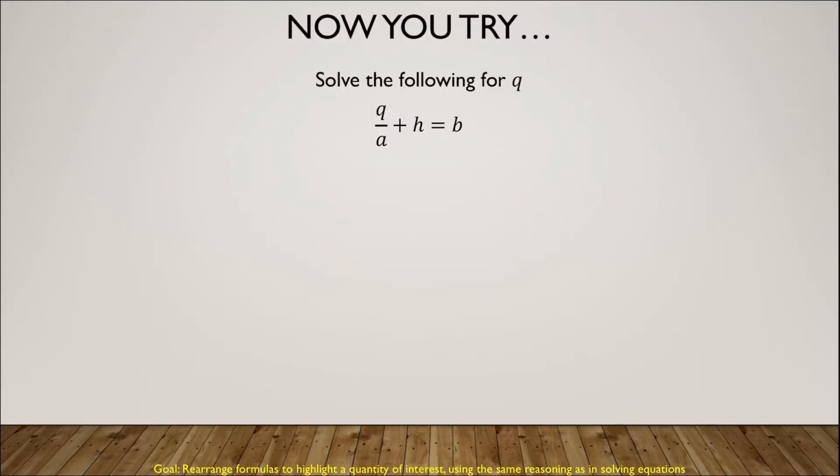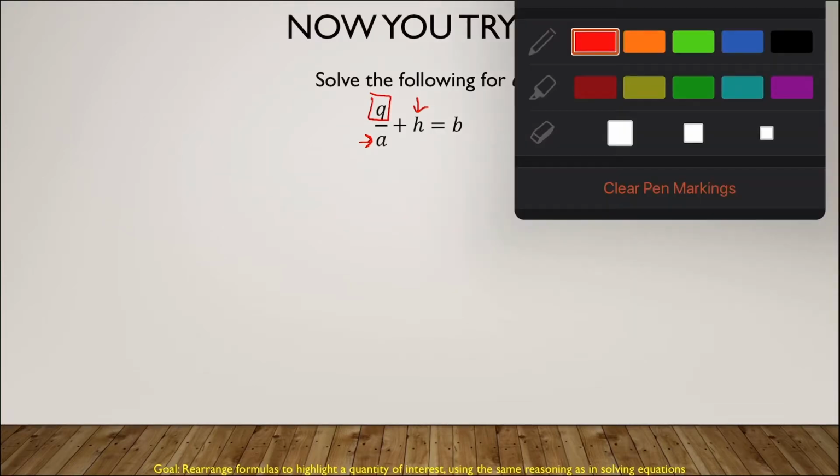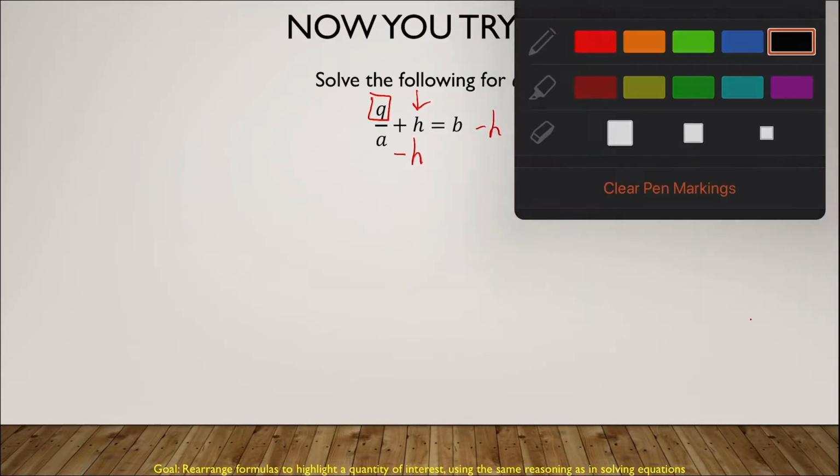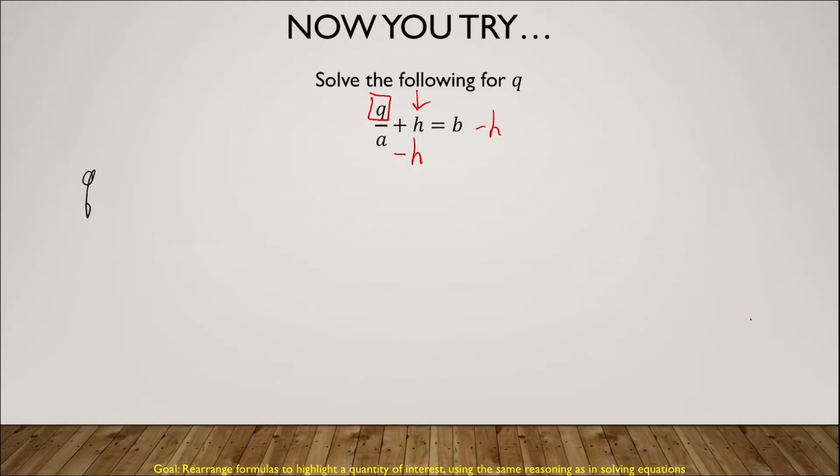Now I want you to try. Solve the following for q. I want to get q by itself. I have this a and this h that are stopping it from being by itself. So I'm going to move from the outside in. In this case, that h is the furthest thing away from the q that's stopping it. So I'm going to subtract h from both sides. What I get is q divided by a, those h's cancel out, equals b minus h.